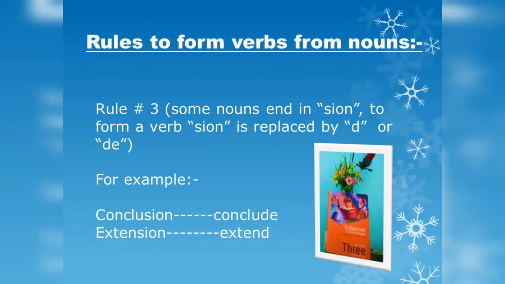In the same way, some of the nouns end in SION. To form a verb, SION is replaced by D or DE. For example, conclusion, conclude; extension, extend.